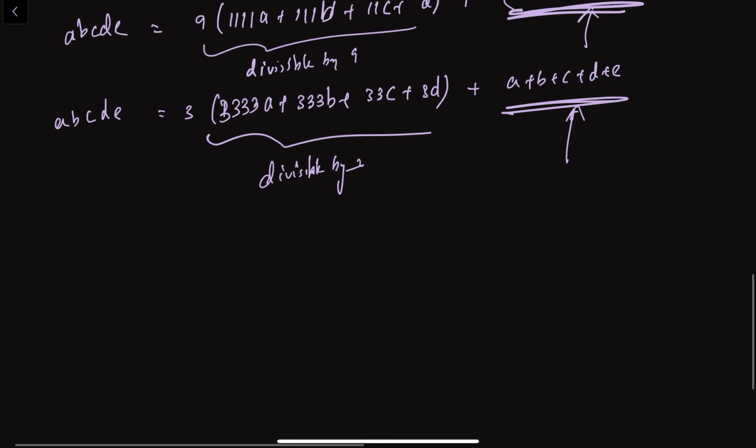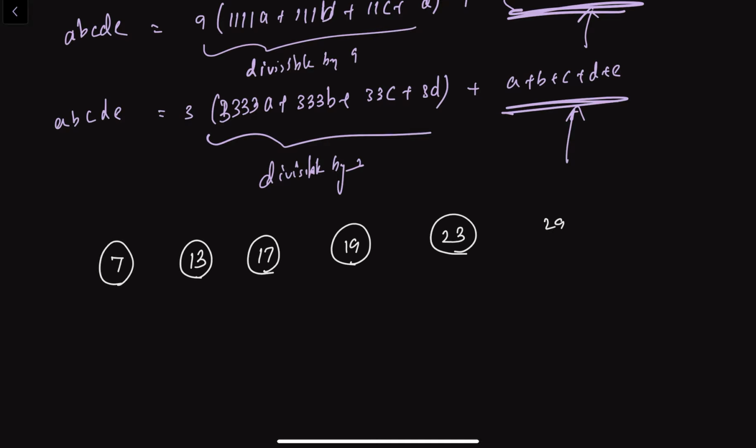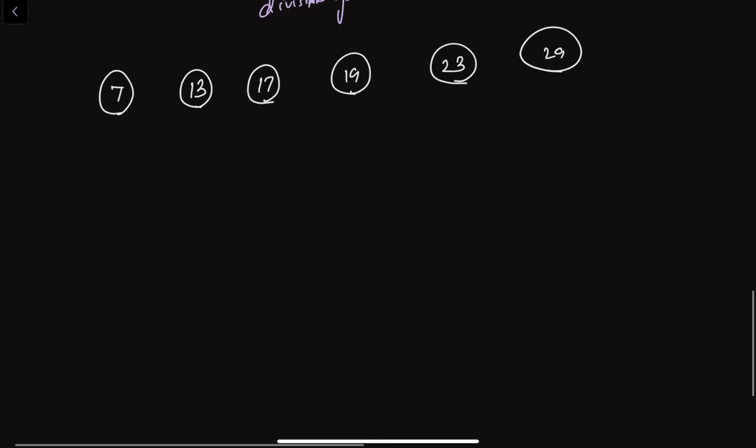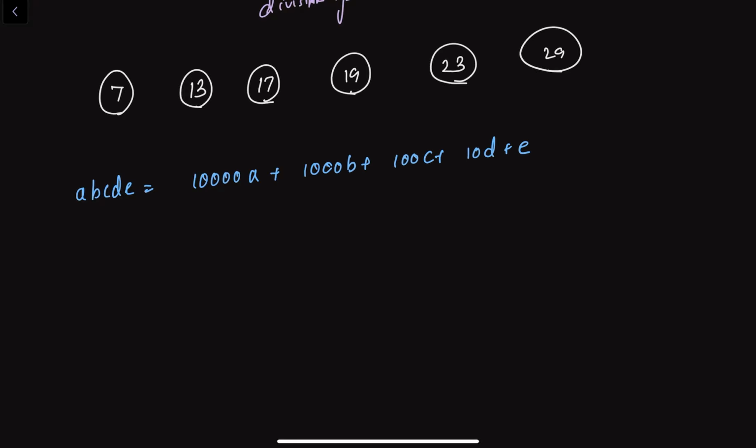Now for 7, and numbers like 13, 17, 19, 23, 29, we can understand the divisibility rule in a different way, or derive the rule in a different manner. If we take A, B, C, D, E again, I can write this as 10,000A plus 1,000B plus 100C plus 10D plus E.